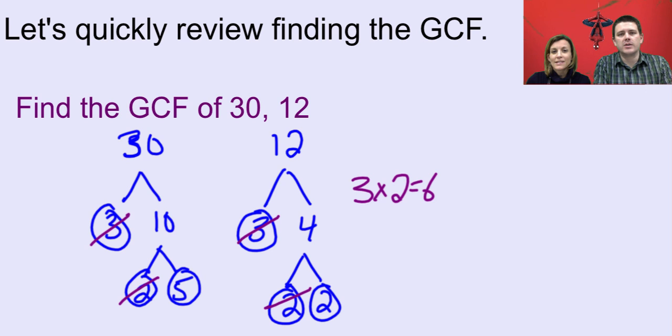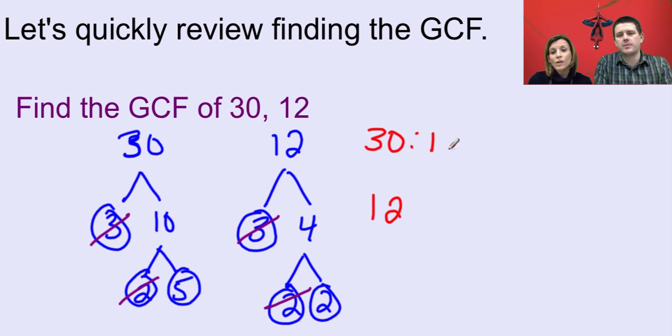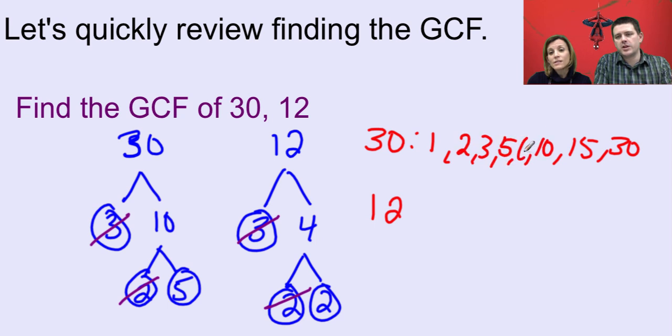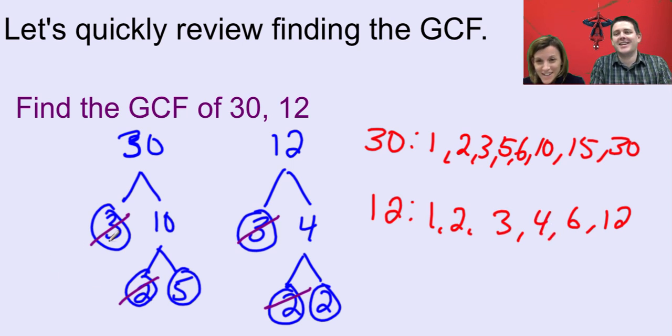The other way to do it is with the rainbow method, your little rainbow factors. So what times what is 30? We're going to go with 1 times 30, 2 times 15, 3 times 10, and 5 times 6. For 12, 1 times 12, 2 times 6, and 3 times 4. The greatest common factor then would be the 6 circled on both lists.